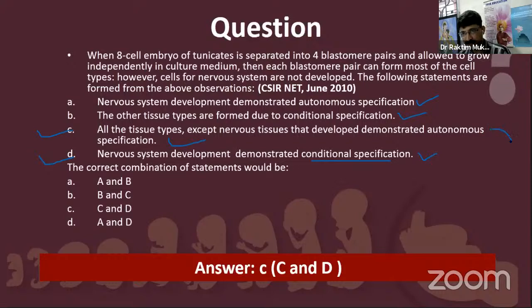Quite obvious, both complement each other. Except the nervous system, all others demonstrated autonomous specification, whereas the nervous system demonstrated conditional specification. So such types of questions are asked from the specification part. It's very important in developmental biology.